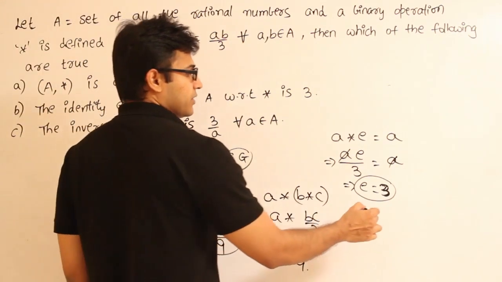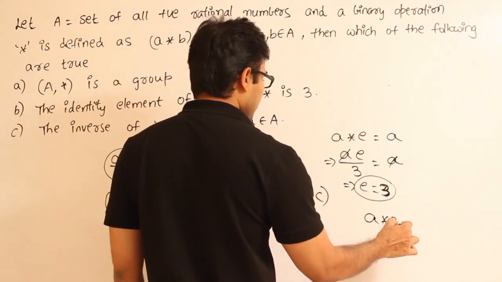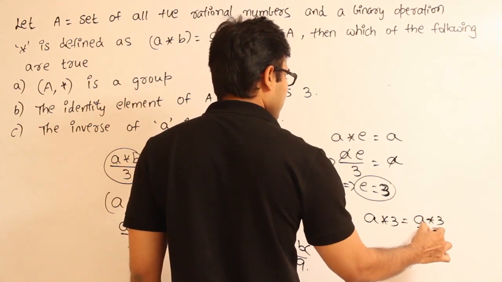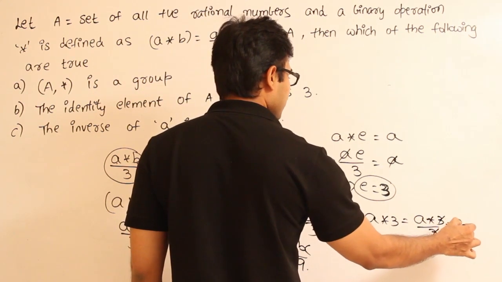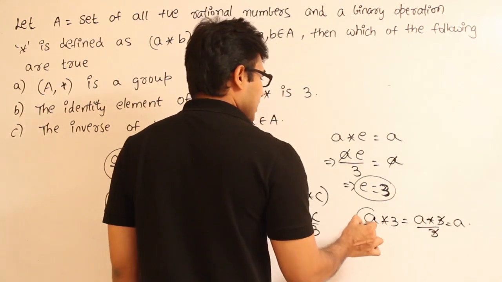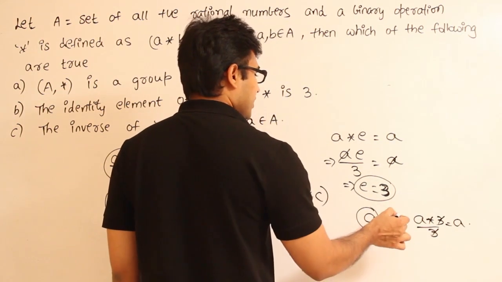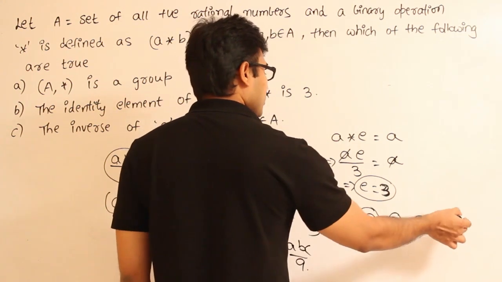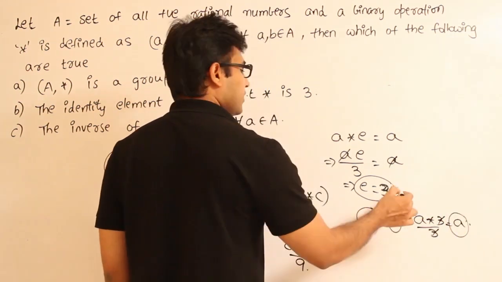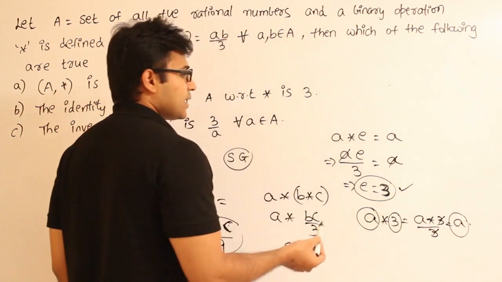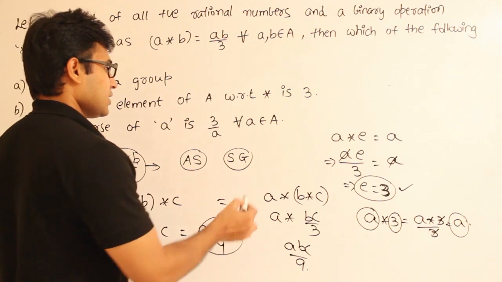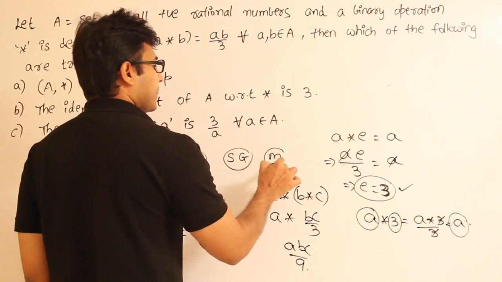So for example, if I apply A star E, then what do I get? A into 3 divided by 3, which is nothing but A, which means if I take any element and if I apply star with the identity element, I am going to get the same element. That is why E equal to 3, which means we have an identity element. So what can we say about that? It is a monoid, right?